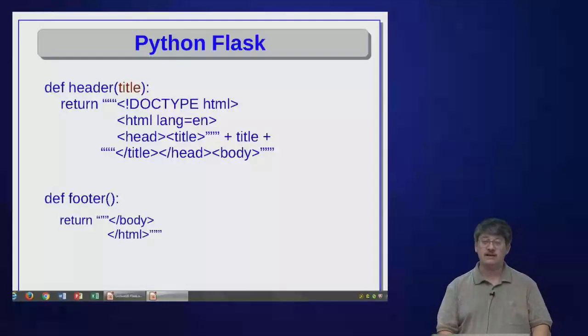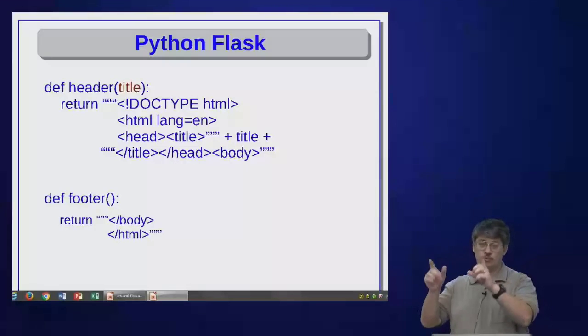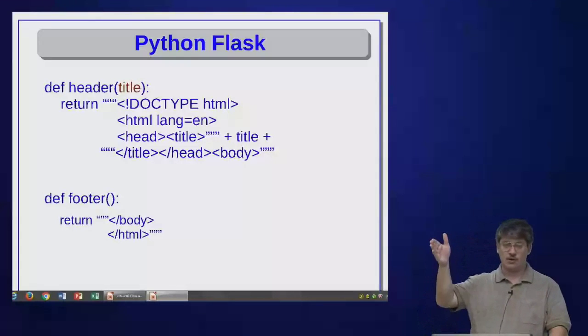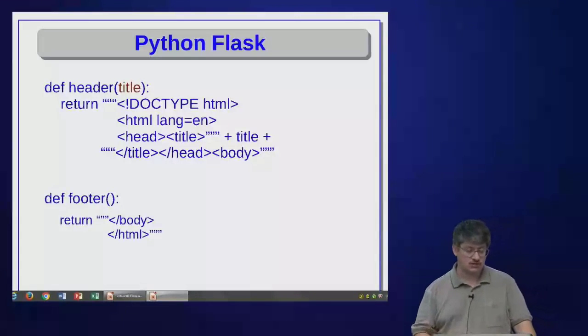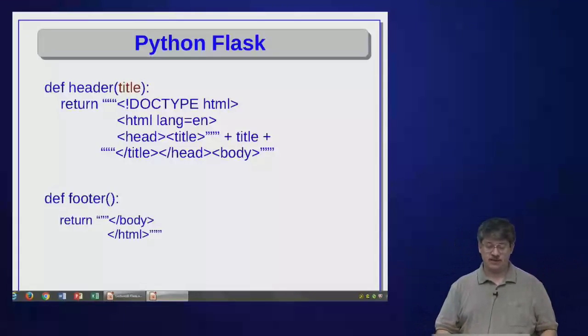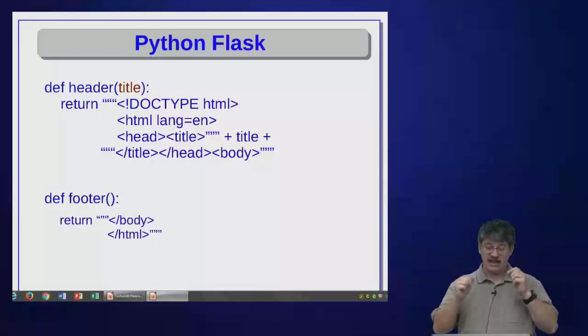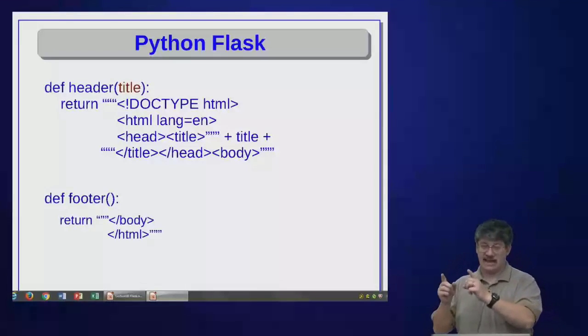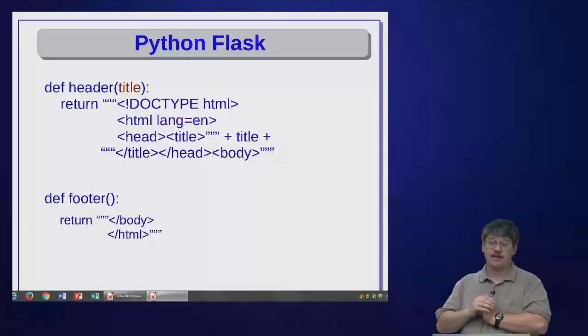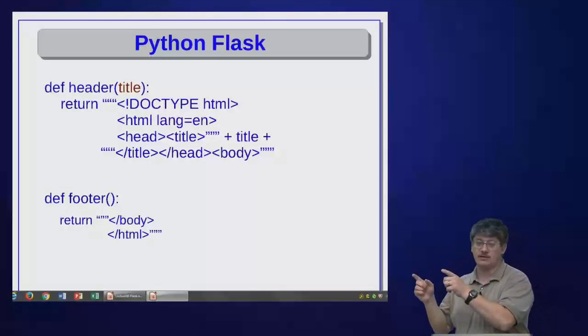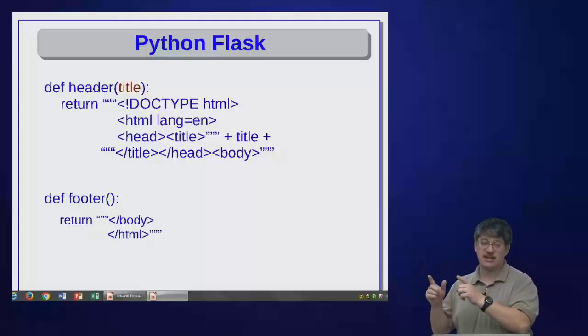I'm going to define a function. The name is header. It takes one parameter, the title. Notice I have a colon at the end, because that's how Python does functions. And then I indent. And I'm going to just return a string. And the string contains the doctype tag, the HTML tag, the head and title tags. And then I stop that string and put in the title from the variable. And then I put my /title tag, my /head tag, and I open up my body tag.